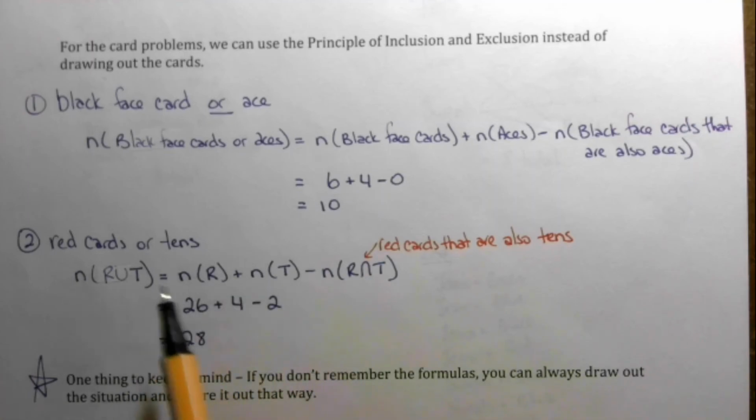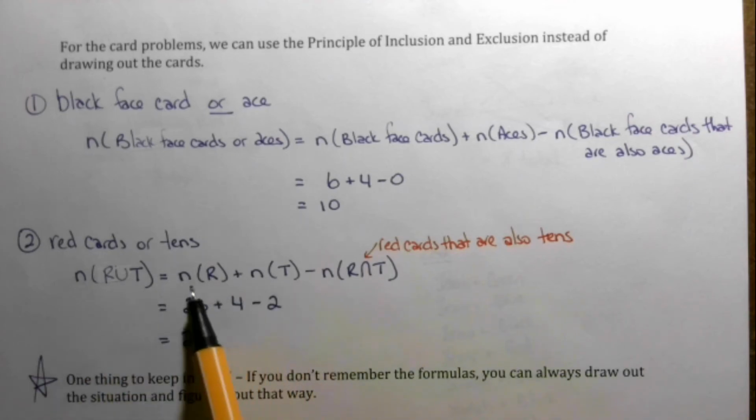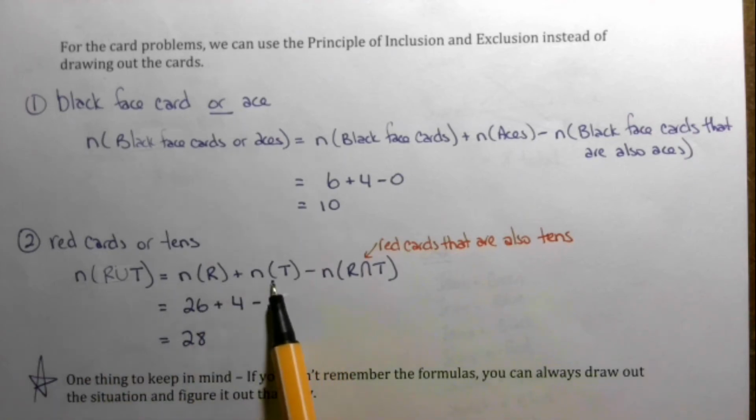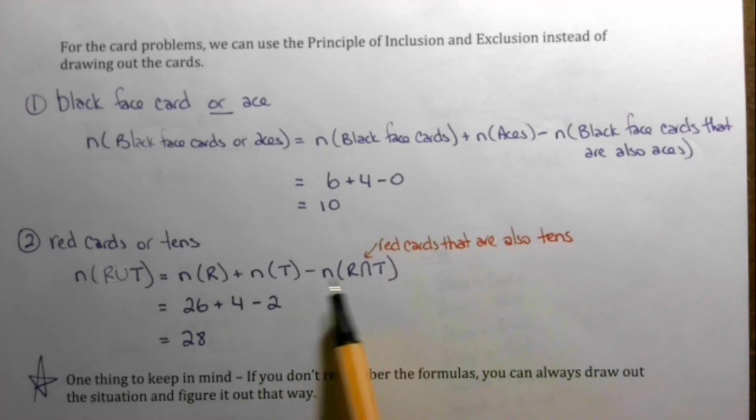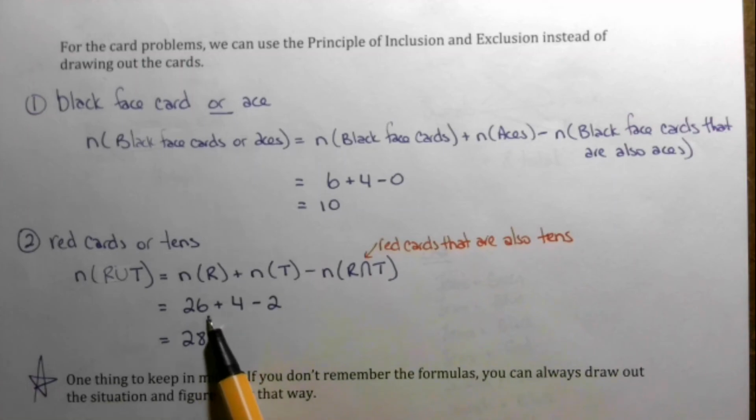For the red and 10s, the number of things in the union of red cards and 10s is going to be the number of things in the red cards, plus the number of cards that are 10s, minus the number of red cards that are also 10s. So we've got 26 red cards, 4 10s. We're going to subtract the 2 10s that are red. That's going to give us 28.